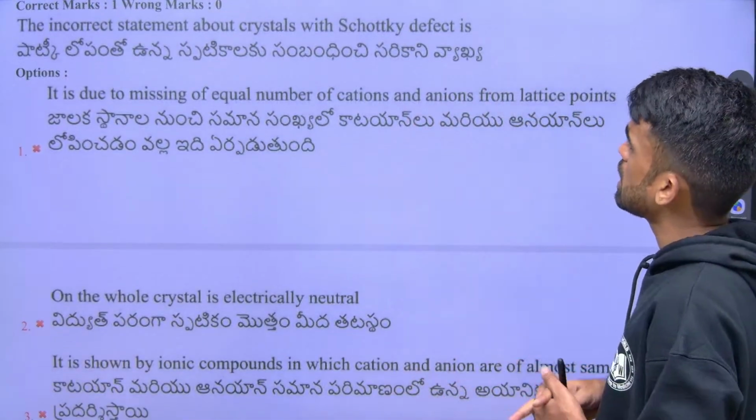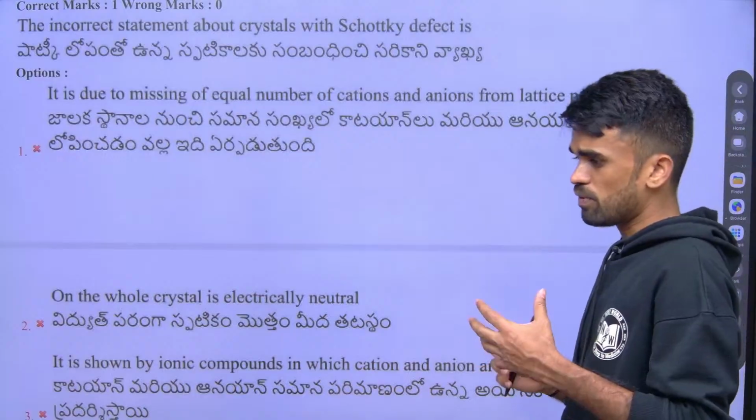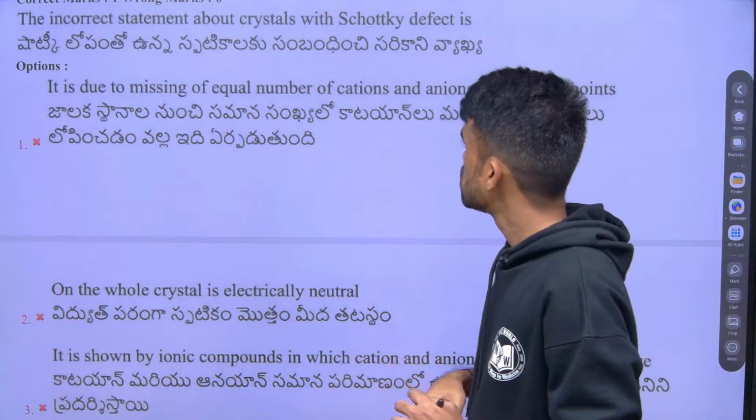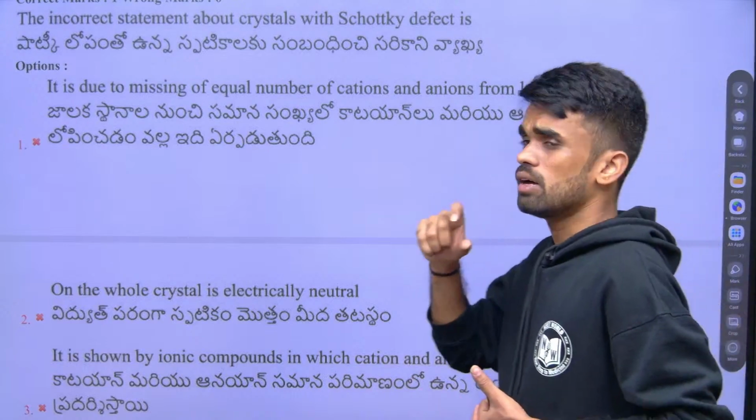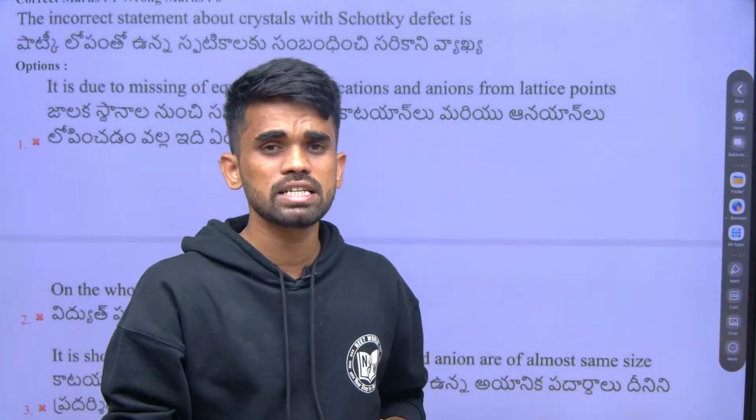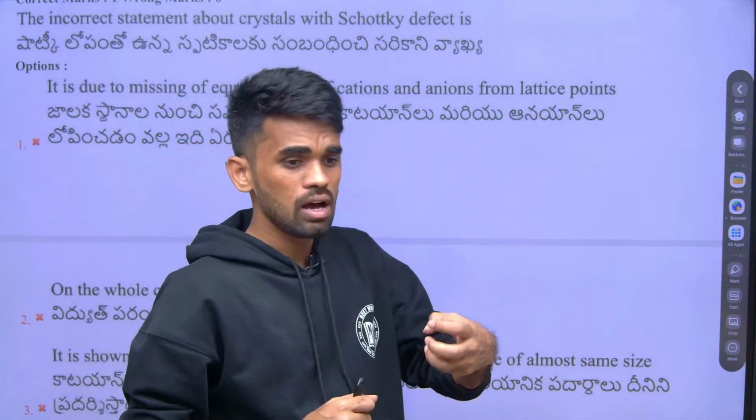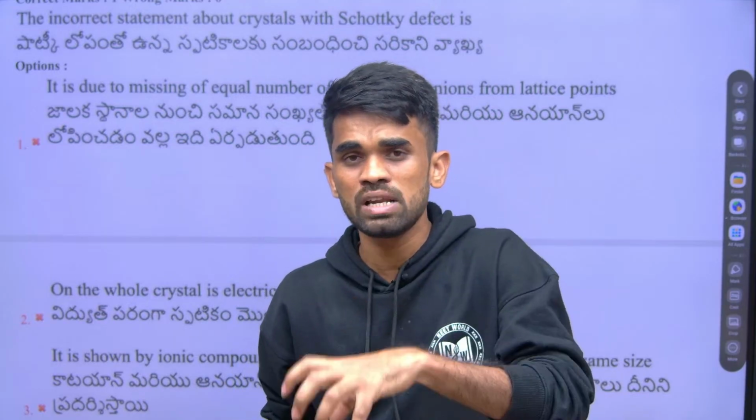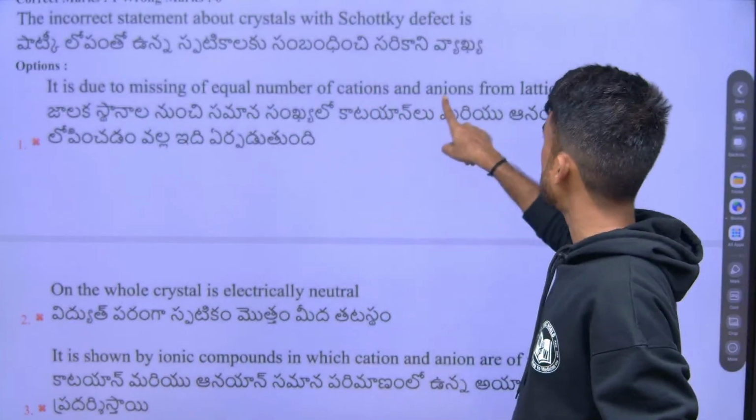Okay, so the incorrect statement about Schottky defect. Schottky defect and Frenkel defect are the two defects we will be studying in the solid state. Frenkel means the ions lose their original site and occupy some interstitial site, right? So what happens in Schottky defect? One cation and one anion, or an equal number of positively and negatively charged species, go missing from their lattice sites, right? So it is due to the missing of an equal number of cations and anions from their lattice sites.